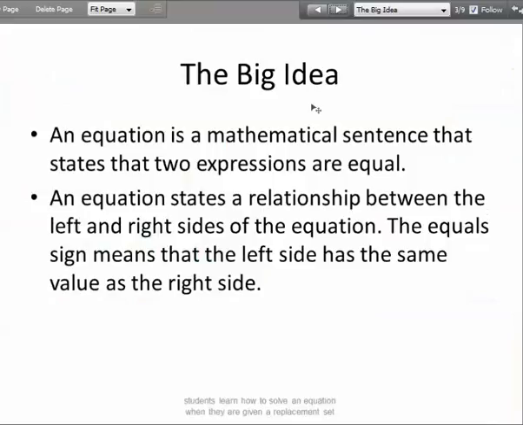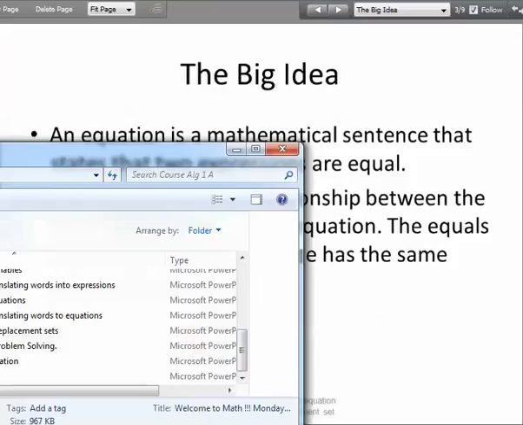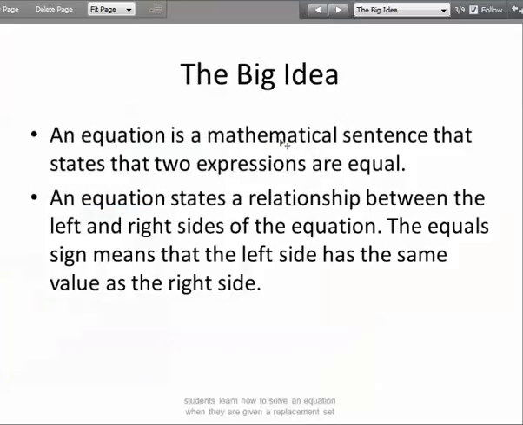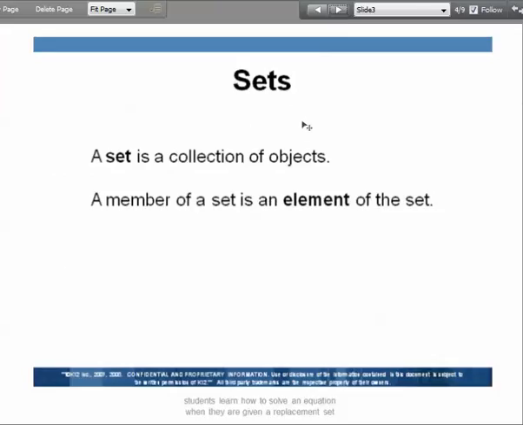So, today, what we're going to be looking at is the relationship between equations and a concept called replacement sets. Okay? So what are we going to do? We're going to take an equation and there's going to be a set of information that we're going to look at and we're going to try to look at it.